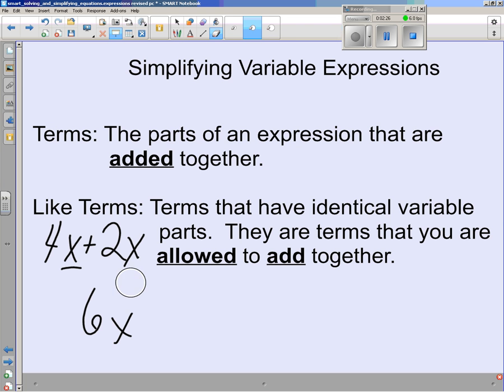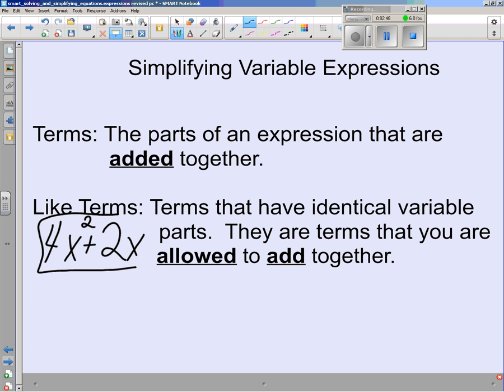But wait, what happens if I have 4x squared plus 2x? Those are not the same variable part. They are different. One is x squared and one is x. They cannot count as the same. For this expression, it is as simple as it's possible to get it. You cannot simplify this anymore. Keep that in mind. Identical variable parts.